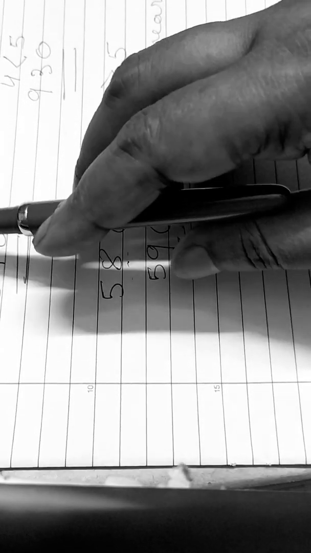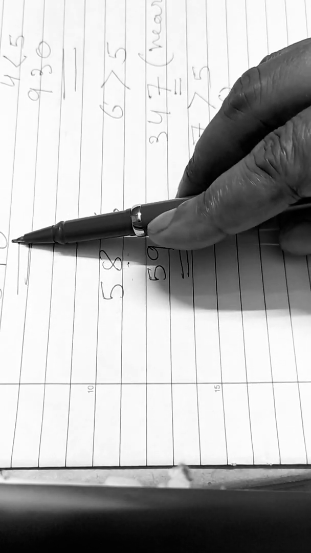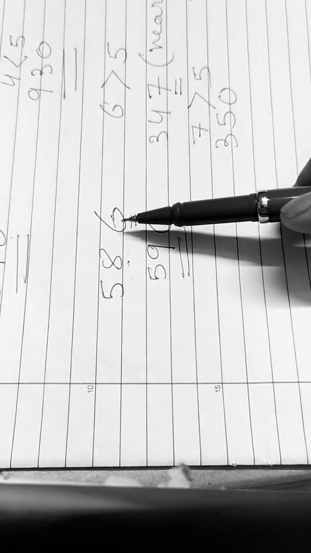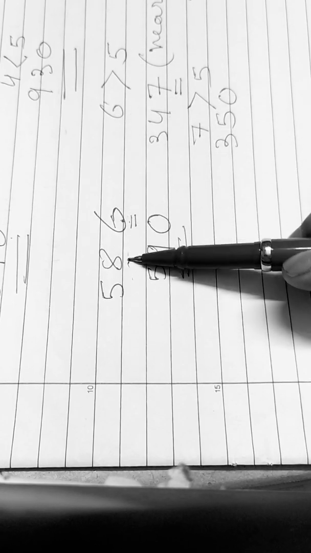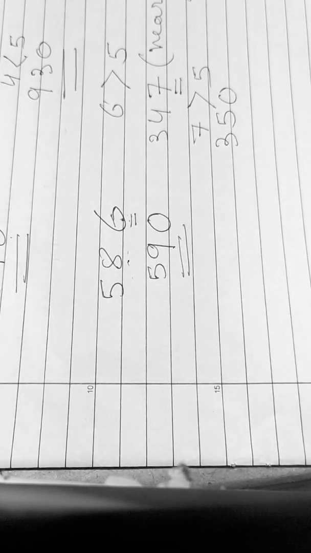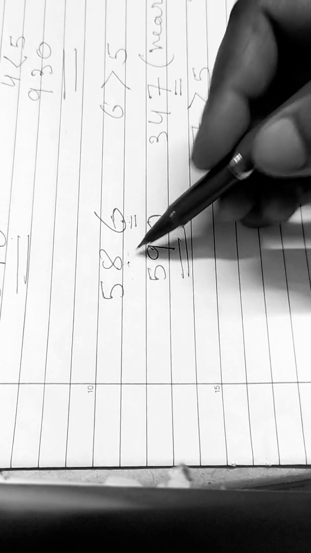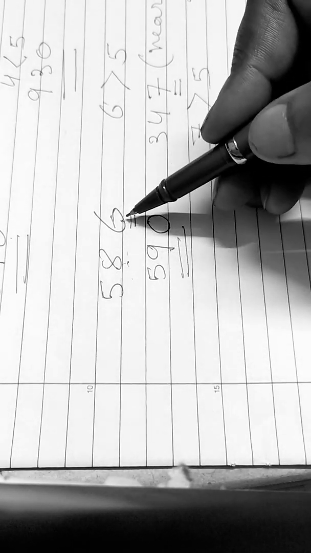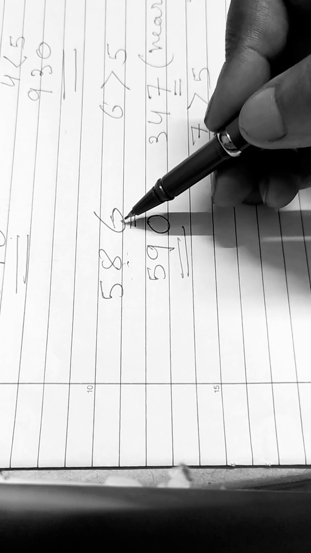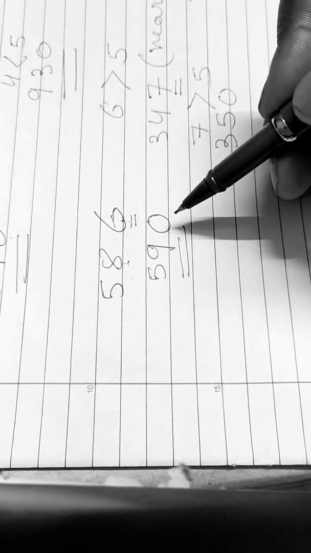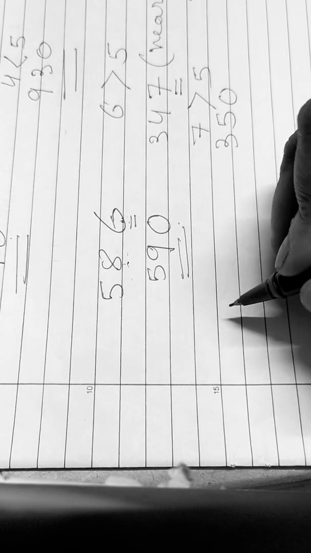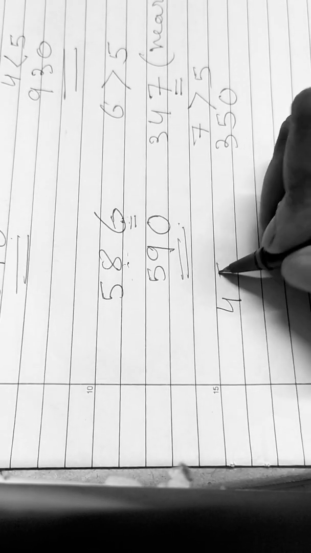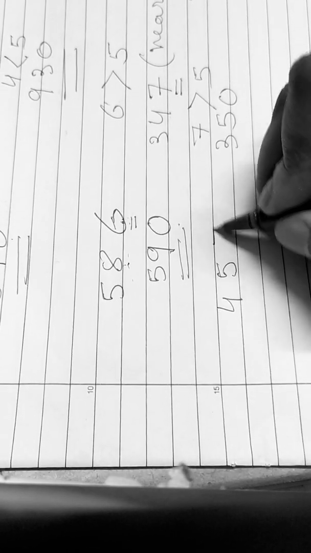So always remember, when we have to round off to the nearest 10, we see the digit at units place. If the units place digit is less than 5, then it becomes 0. Clear? But if the units place digit is 5 or more, then the digit at 10th place increases by 1, and the digit at unit place becomes 0. Clear?